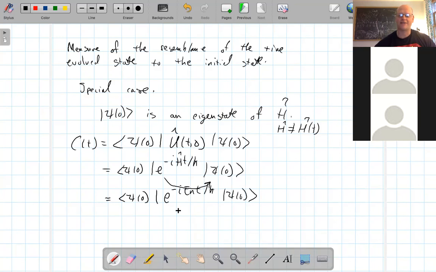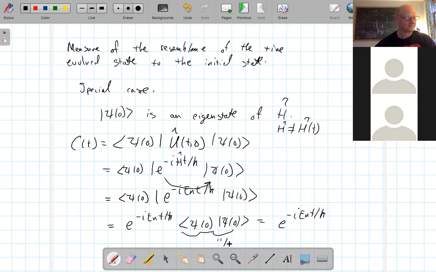Psi 0, but now this is just a number, which means it comes out of this correlation function. So this becomes e to the minus i E_n t divided by h bar, times psi 0 psi 0, but that is simply 1. So this is e to the minus i E_n t divided by h bar. So the correlation function just rotates around in time, but the modulus squared of this is simply equal to 1.